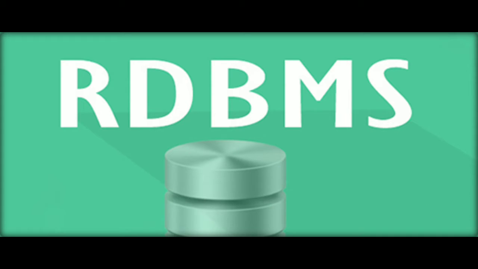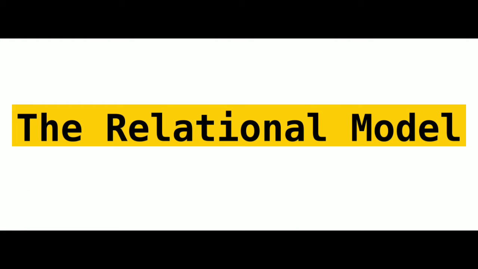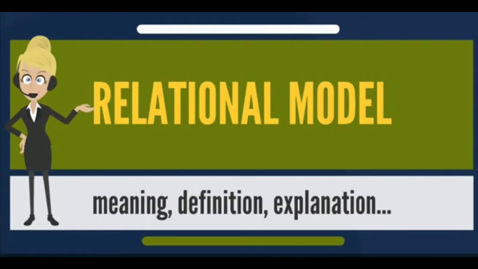But before we continue with RDBMS, let us talk about the relational model. Relational model or RM represents the database as a collection of relations. A relation is nothing but a table of values. Every row in a table represents a collection of related values. These rows in the table denote a real-world entity or relationship.